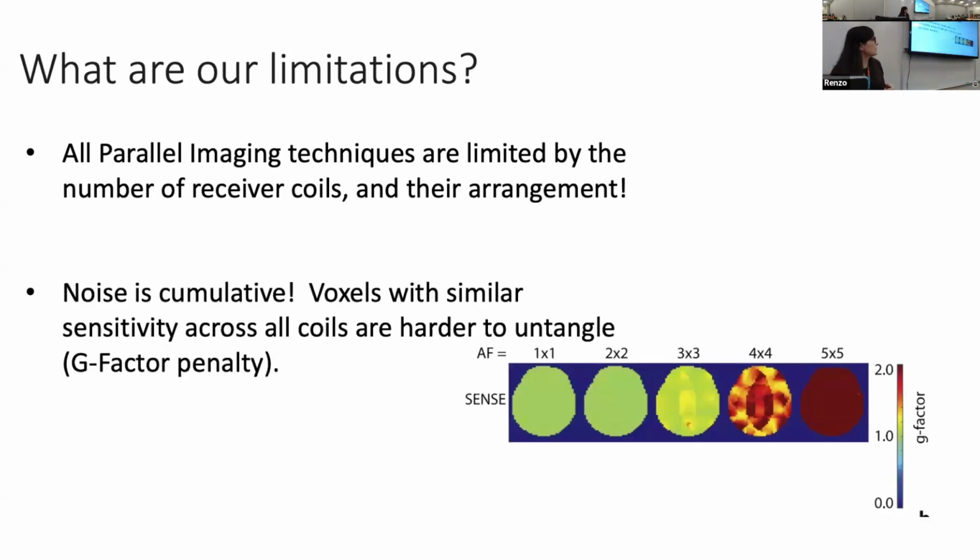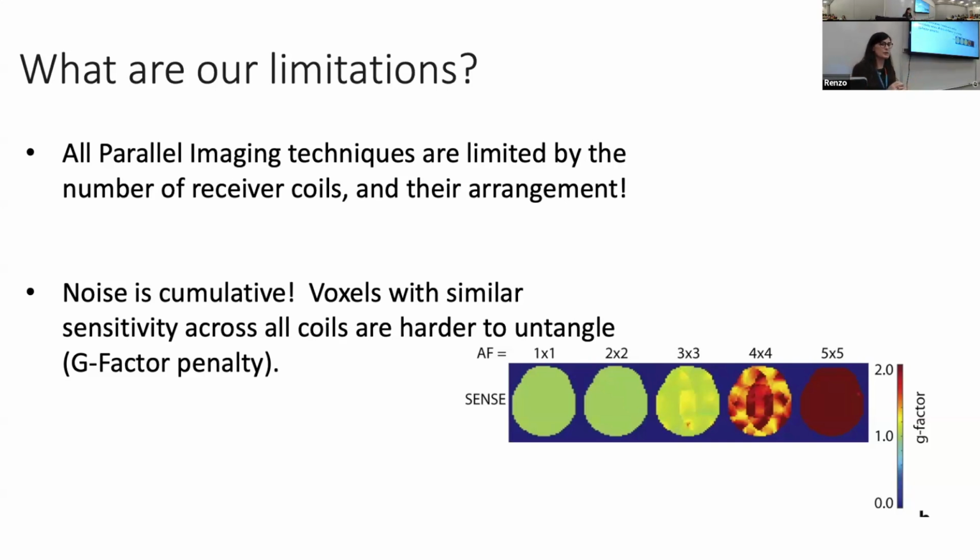The second thing to always remember is that noise is cumulative. And what I mean by this is that no model is perfect. So the more you accelerate, the more points you have to try to fill in, the bigger chance that you will get some of those points wrong. And so basically, we can actually map these things out. This is called a G factor penalty. G in MRI almost always stands for acceleration of some kind.